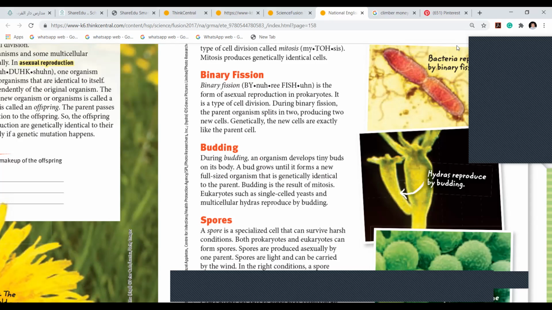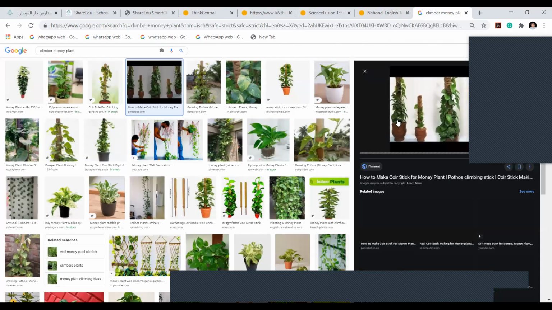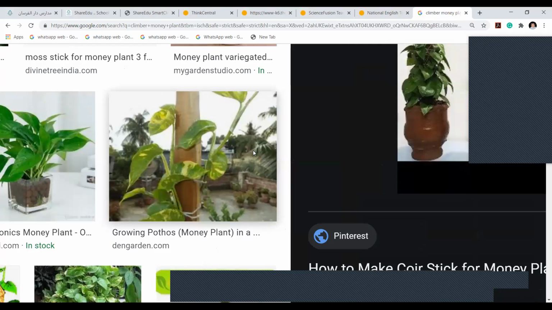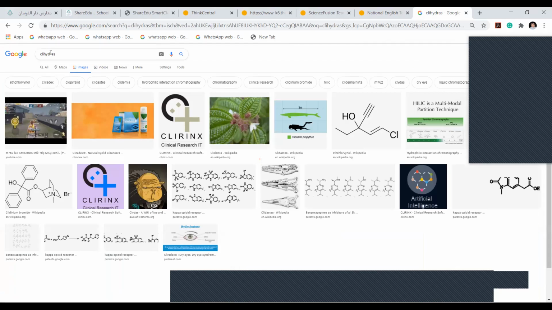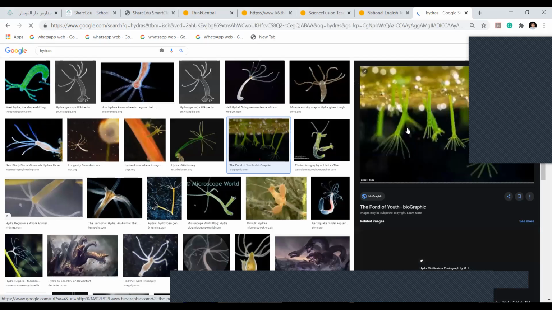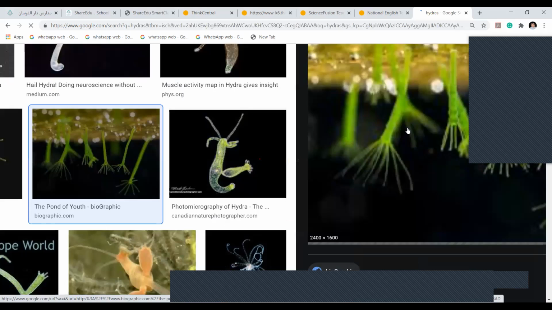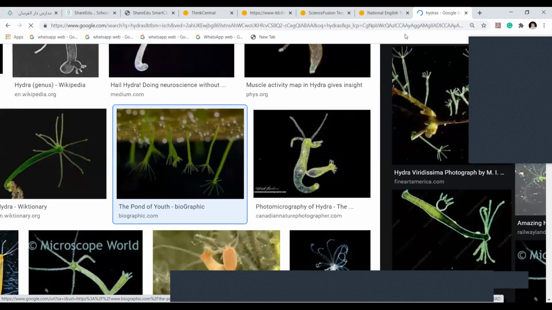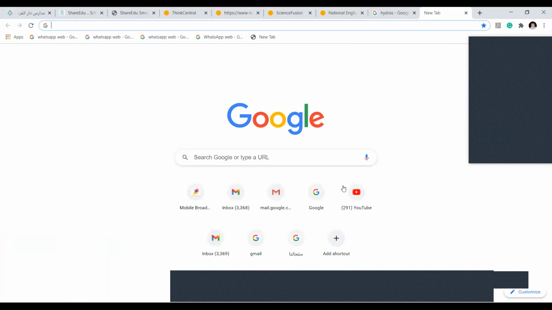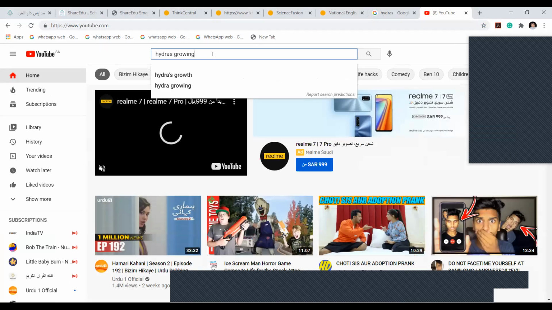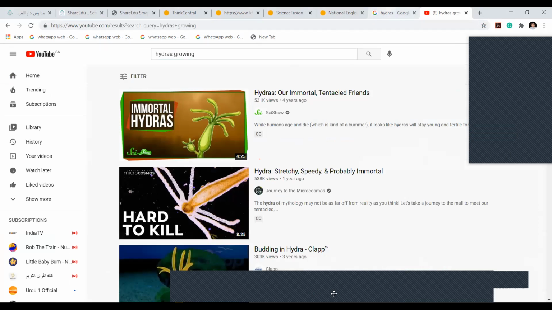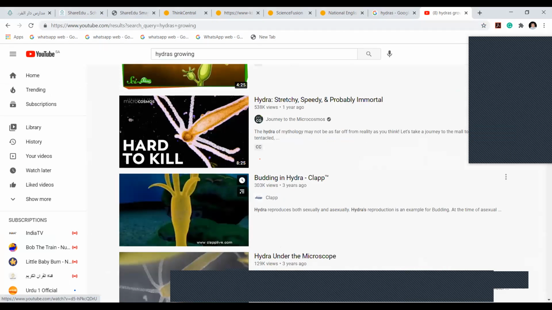Example, hydras in water. Let me show you hydras also. See, this was the money plant I was talking about. Now coming to hydras. Hydras are water animals, and they grow by their own. Here, hydras growing. You can see. Yes, Miss, it grew by its own. We didn't put a seed or anything.